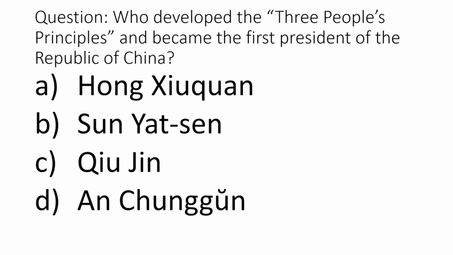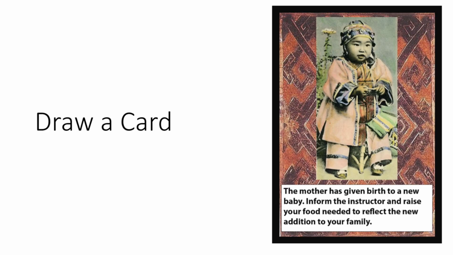Who developed the Three People's Principles and became the first president of the Republic of China? Was it A. Hong Xiuquan, B. Sun Yat-sen, C. Chu Jin, or D. An Chun-gun? And the correct answer in 3, 2, 1 was Sun Yat-sen, B. Draw a card.